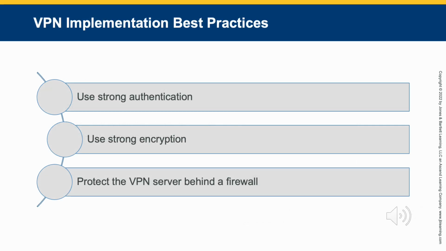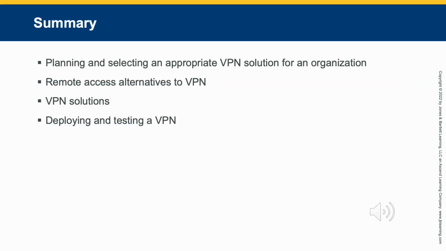VPN implementation best practices: use strong authentication, use strong encryption, and protect the VPN server behind a firewall. In summary, we've looked at planning and selecting an appropriate VPN solution for an organization. We've looked at remote access alternatives to VPN, such as remote desktop, VPN solutions, and deploying and testing a VPN.